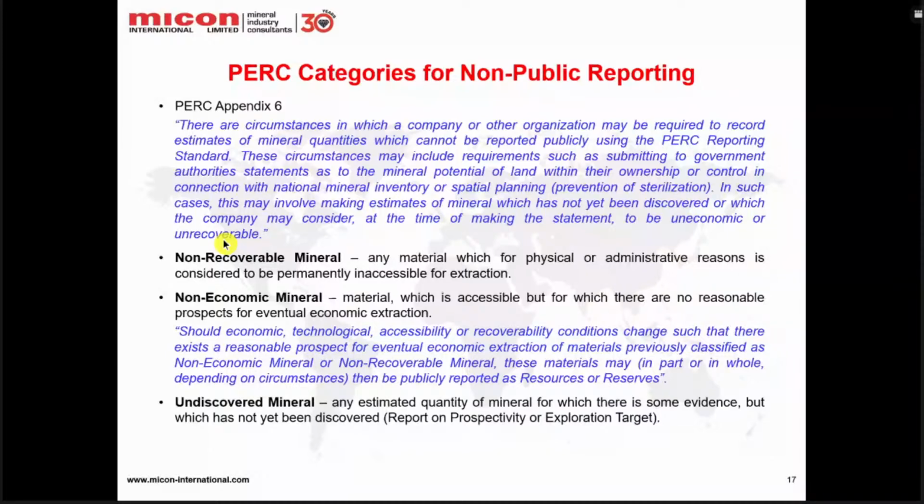And then they have something that is undiscovered mineral. This is any estimated quantity of mineral for which there is some evidence, but which has not yet been discovered. Report on prospectivity of exploration target. They use this undiscovered mineral. The governments are using this category when they're trying to outline exploration licenses, and in some cases, the governments are using this category to determine the fee for the license. It's not very common. In Canada, we don't do it.